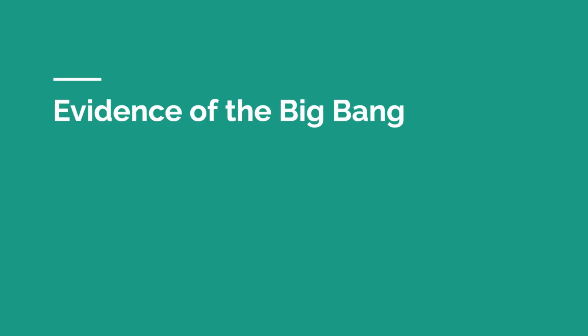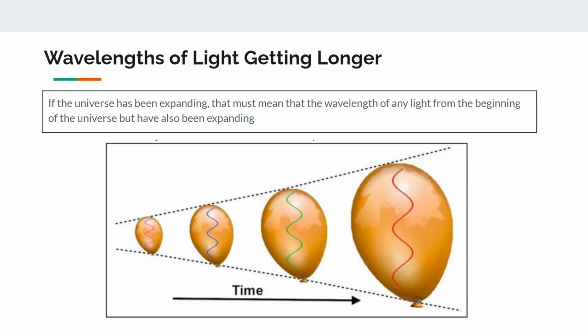Hi everyone. So today we're going to talk about the evidence behind the Big Bang Theory. But first, we need to talk about light, the electromagnetic spectrum.